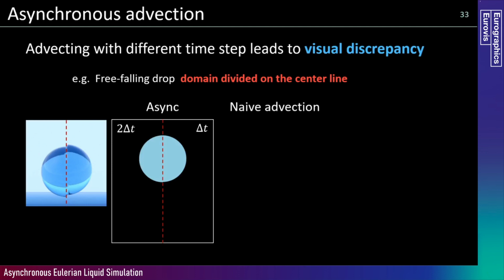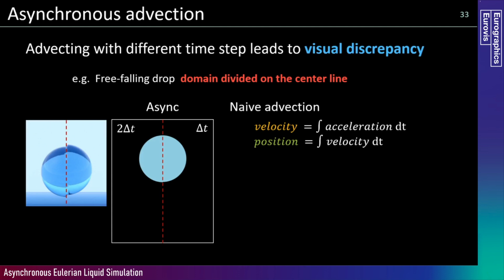This problem occurs in the following process. In this illustration, the left domain is advanced with 2 delta t0 and the right domain is advanced with delta t0. In naive advection, the movement is calculated with velocity and time step. The velocity is computed as the time-integrated value of acceleration. In this case, the acceleration corresponds to the gravity g.